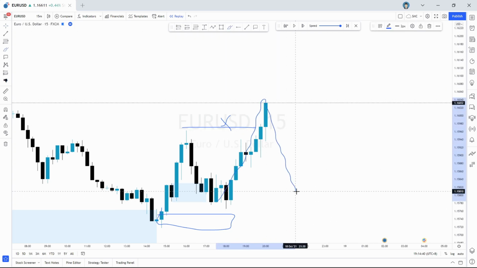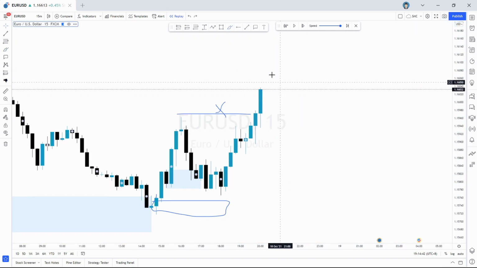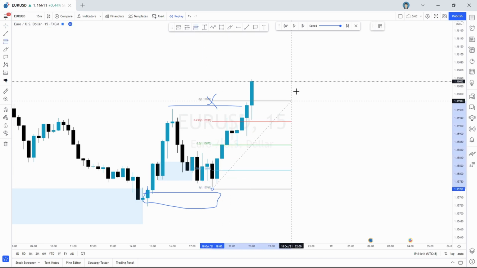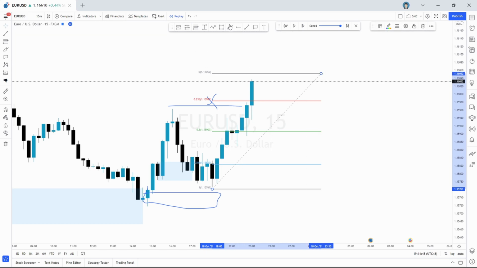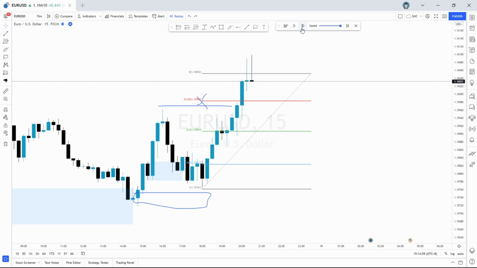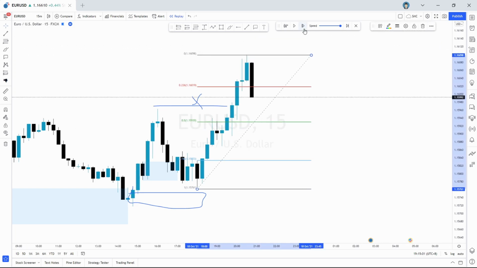We're expecting now a pullback to continue to the upside. Now what we can do is, we don't know where the high point is again, so we can keep trailing until we see price go lower. So either to the 23, or not the 23, but the 0.5 and the 78%. Let's play it out. So high point here.